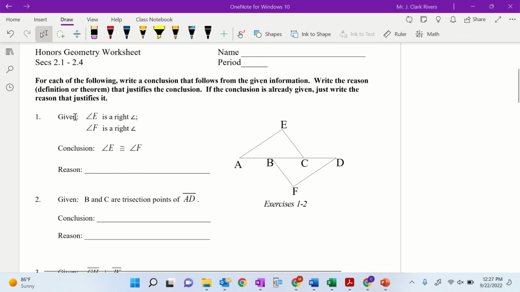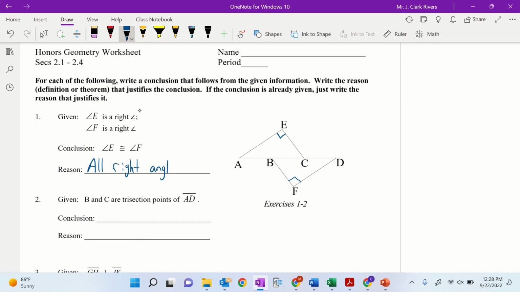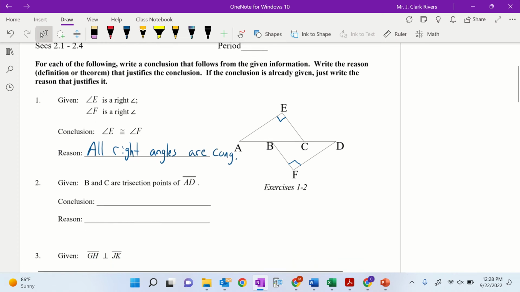Here we go. Number 1, given that angle E is a right angle, right here, okay, and angle F is a right angle, right there. Our conclusion is angle E is congruent to angle F. That reason, well, these are both right angles, and all right angles are congruent. That's a reason that shows up a lot in proofs. All right angles are congruent.